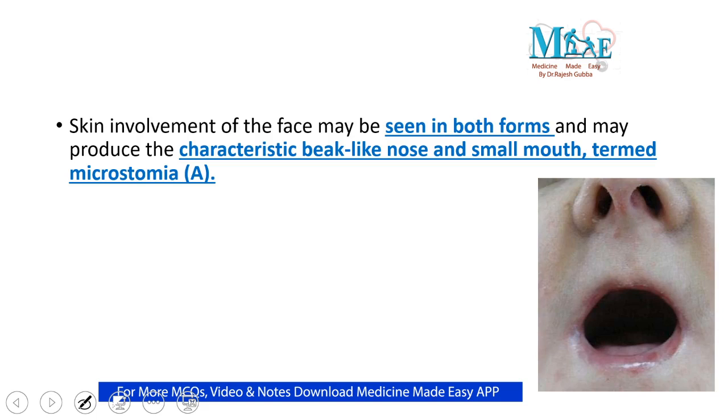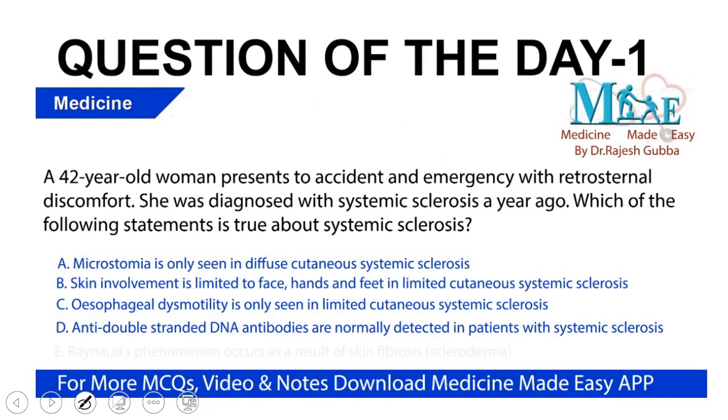Now, first of all, take the first option. The option is mainly about microstomia. Skin involvement of the face is seen in both forms, diffuse as well as limited scleroderma. The characteristic beak-like nose and small mouth is what is termed microstomia. This microstomia is seen in both limited and diffuse scleroderma. But what is given in our options is that it is only seen in diffuse scleroderma, which is an incorrect option.